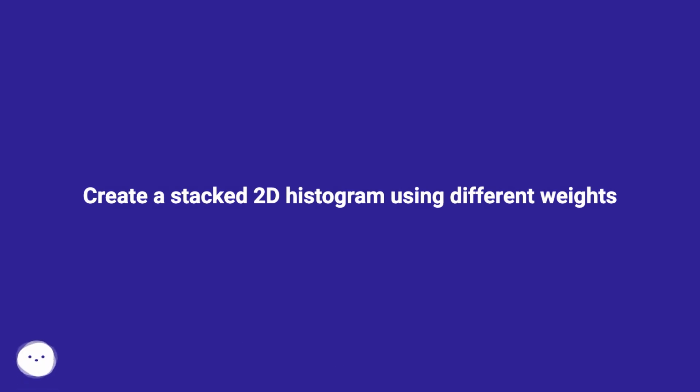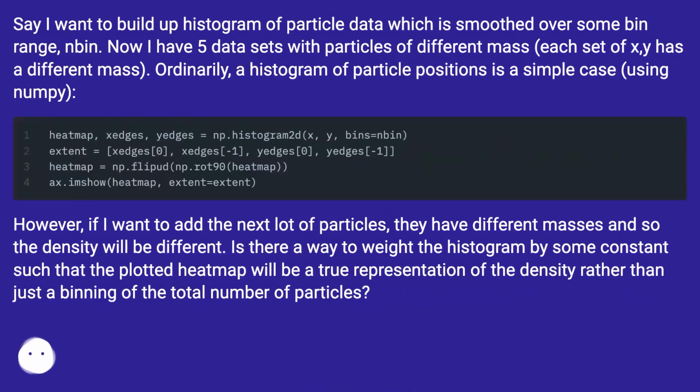Create a stacked 2D histogram using different weights. Say I want to build up a histogram of particle data which is smoothed over some bin range. Now I have 5 data sets with particles of different mass. Each set of x, y has a different mass. Ordinarily, a histogram of particle positions is a simple case, using numpy.